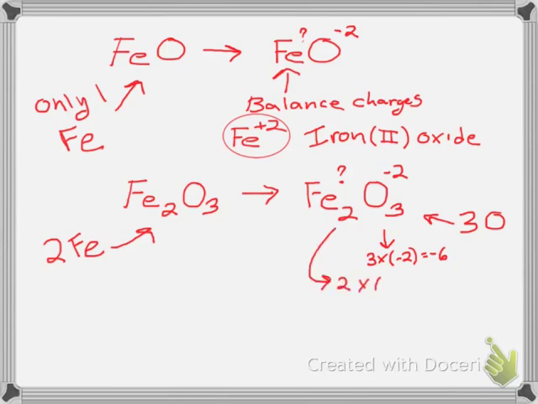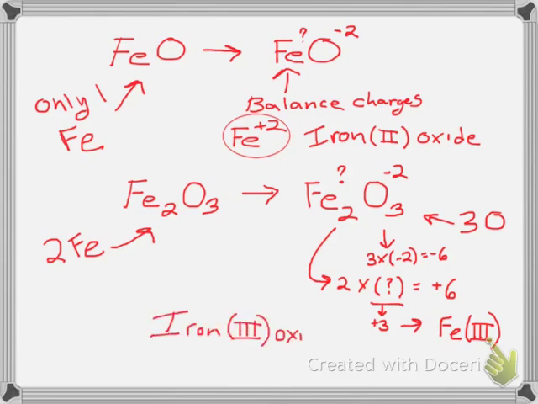Well, we have 2 iron atoms. What charge do we have to multiply the 2 by in order to get to +6? It has to be +3. So that means that we're going to have an iron 3 ion, a +3 charge. So the name of our compound is going to be iron 3 oxide.